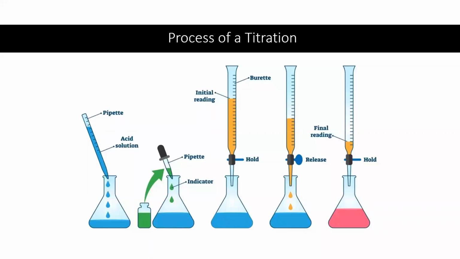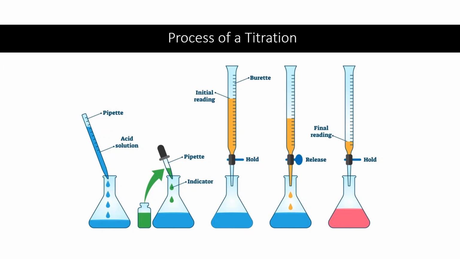So just going through again some of this vocab here, we have our acid, which will be our analyte in lab. That goes into the flask, and we know the volume. We just do not know the concentration. Then we put our indicator in. That indicator could be anything, but typically is phenolphthalein. And then we have our burette, which is going to contain our titrant, which is, again, typically our base.